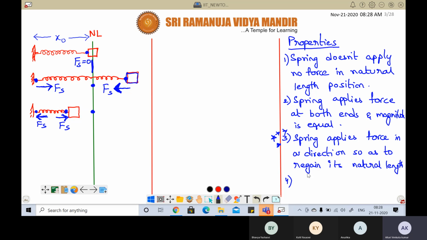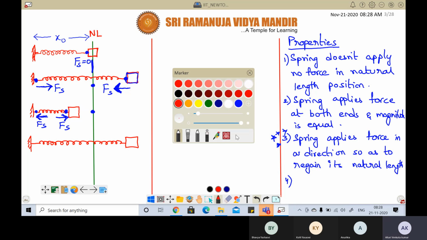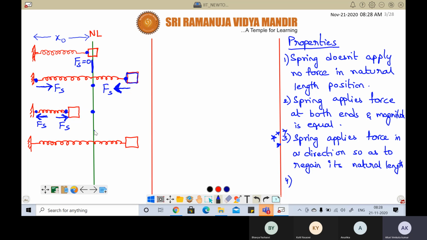Next one is the magnitude of force. What is the value of this spring force? Suppose I elongated the spring like this, and let us say the length from the natural length position is delta x. This is called elongation. Always remember this is called elongation. Now what is the force exerted? Spring force direction is which side here at this point? In which direction will the spring force be? Left or right?